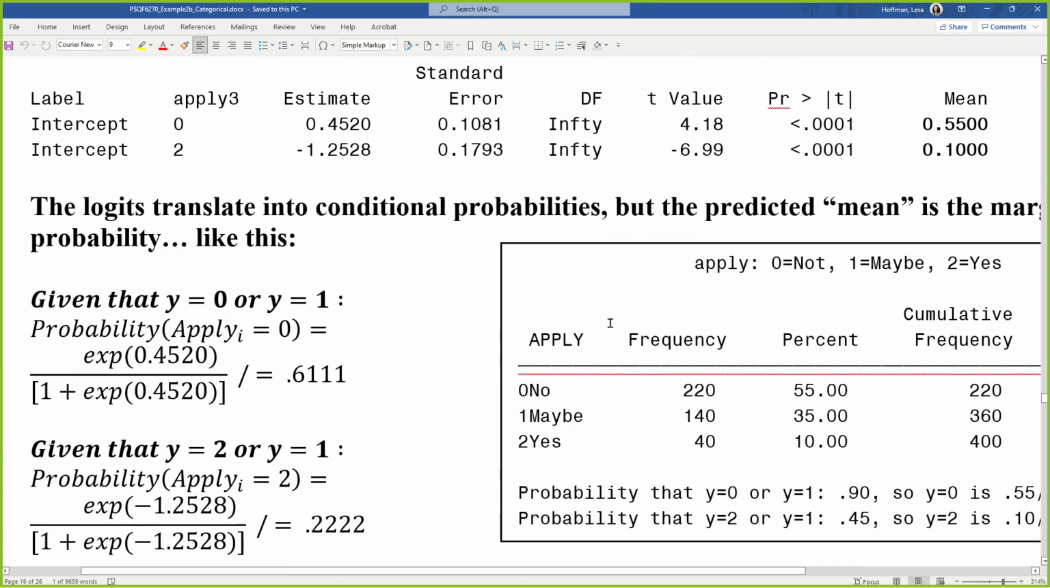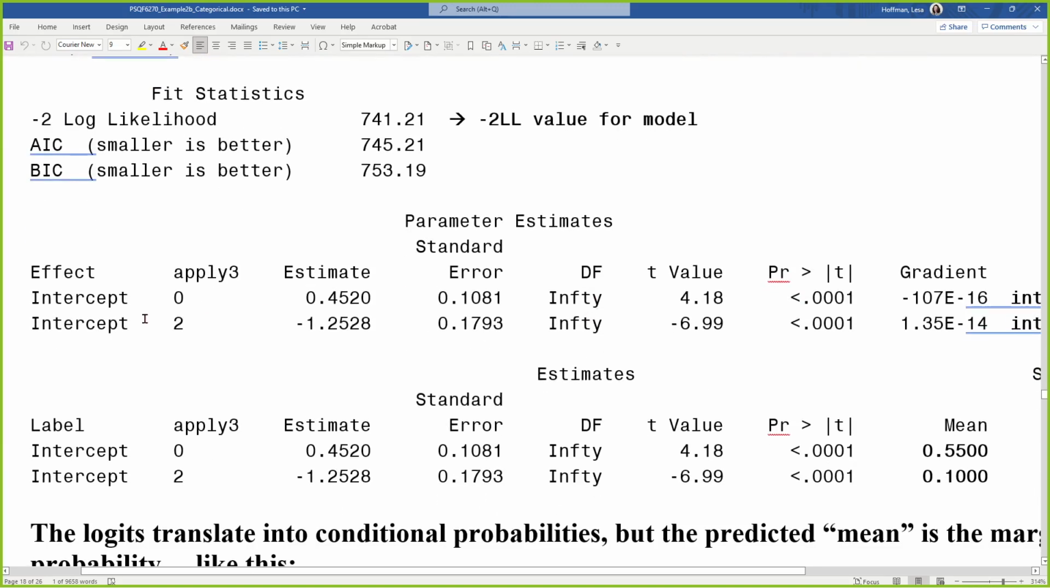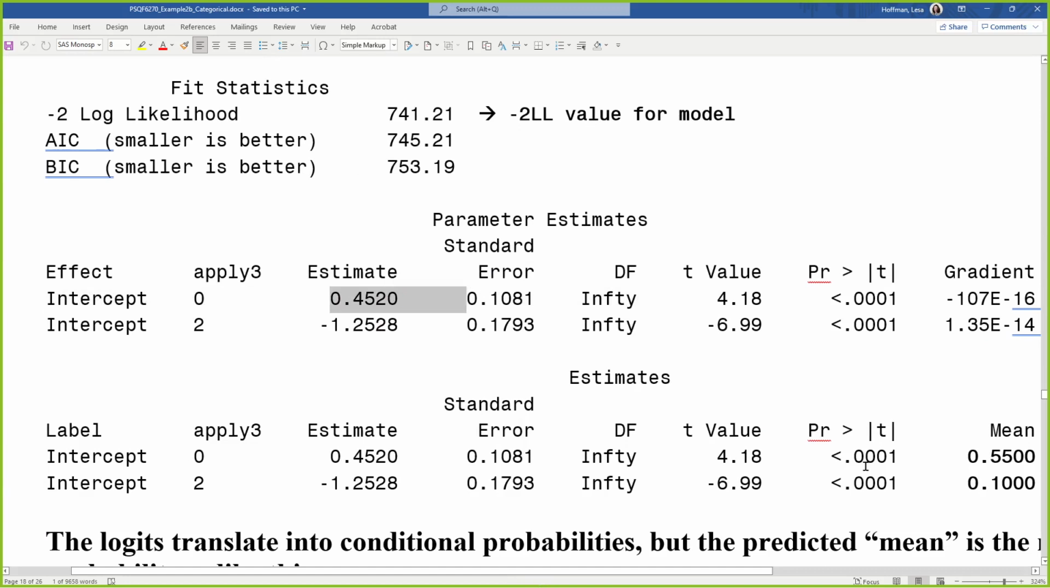So category 1 is the reference. Each of the submodels is going to tell me the logit of answering the other category, given that the answer was one of those two possibilities. So in SAS, for instance, I'm back on page 18. Under parameter estimates here, my intercept for the first submodel, which is labeled 0. Anyone want to try to interpret that number right there, the 0.4520?